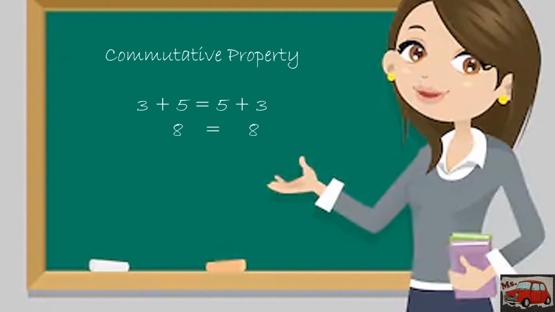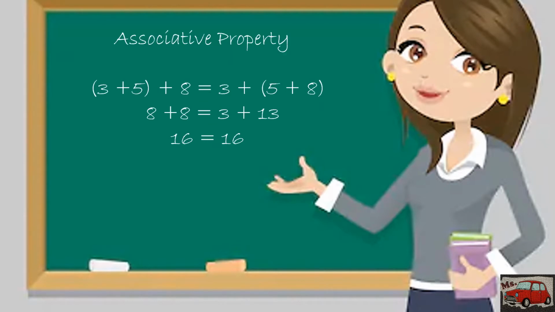Commutative property of addition. Sinasabi lang dito na kapag nag-add ka ng numbers, kapag binaliktad mo sila, parehas lang din yung sagot. Example, 3 plus 5, parehas lang yung sagot pag ginawa mong 5 plus 3, which is equals to 8.